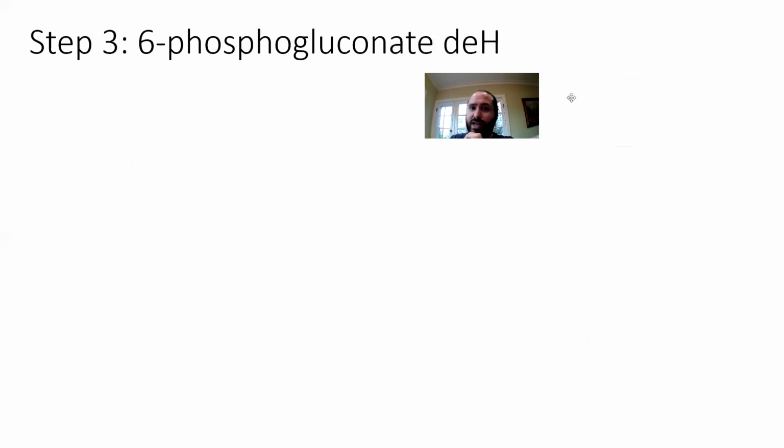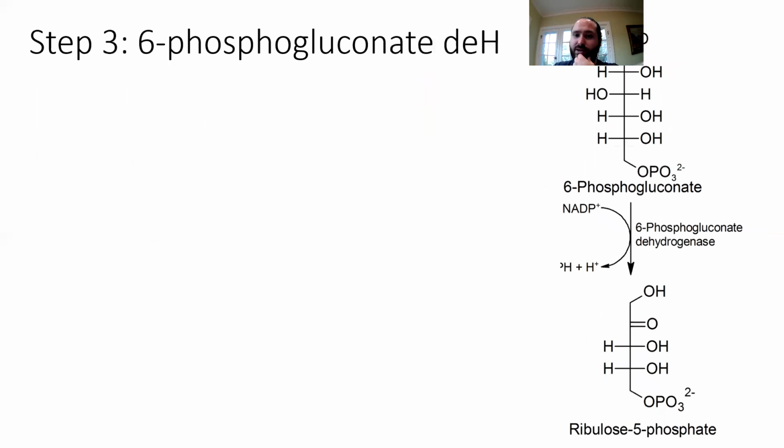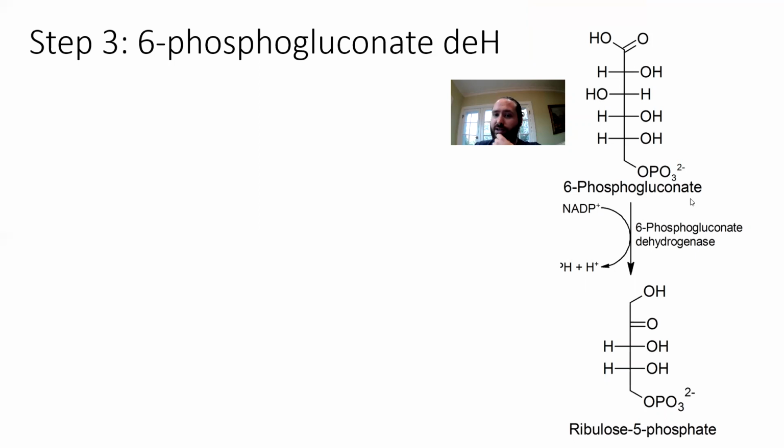Next is 6-phosphogluconate dehydrogenase. So we can predict that this enzyme is going to do what to the substrate? It's going to oxidize its substrate and reduce NADP+ to NADPH. So here's what we have here. We have our 6-phosphogluconate, our dehydrogenase. Whoops, I cut off part of the NADPH, but you know it's here.